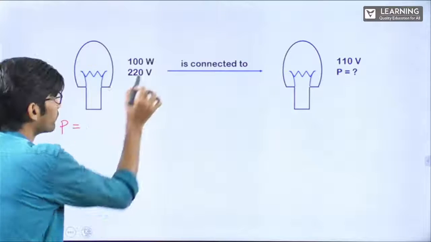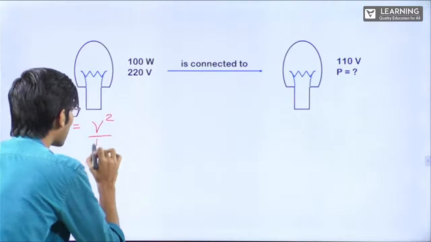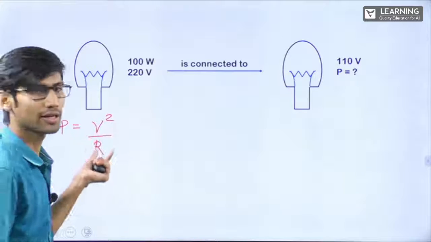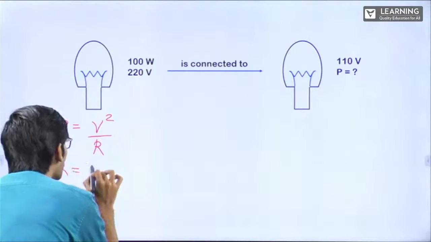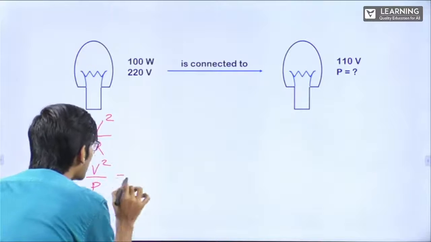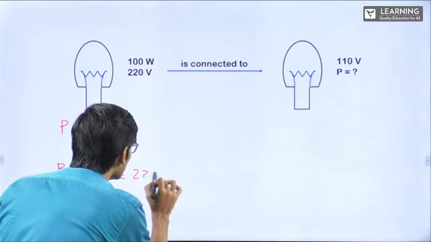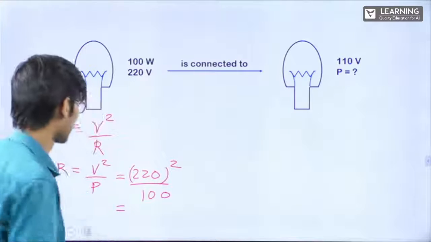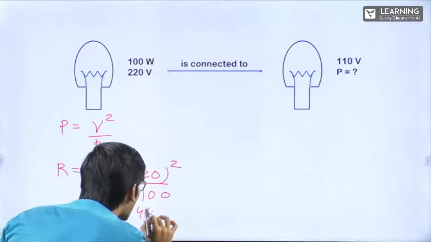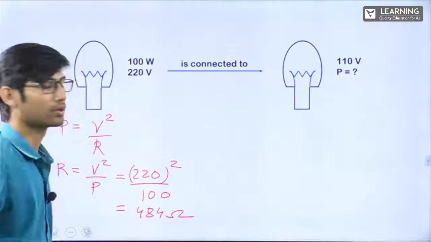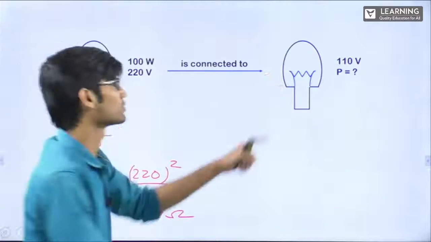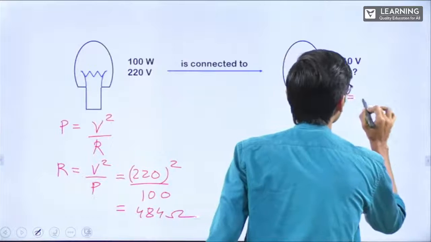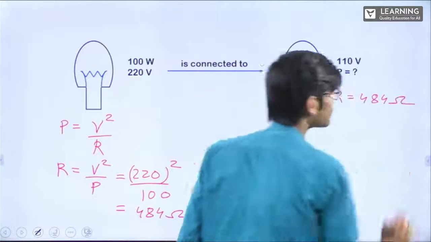So here, if you want to take out the resistance of this bulb, we know that P is equal to V square by R. P is given, V is given. Can I take out R? R is equal to V square by P, that is equal to 220 whole square by 100. How much is it? 484 ohm. Correct? The same resistance will be here also. Resistance is equal to 484.